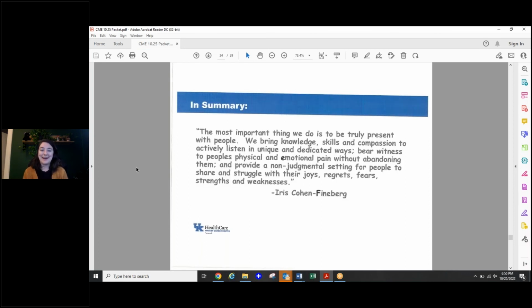And then I'm just ending with this quote from Iris Cohen Feinberg. The most important thing we do is to truly be present with people. We bring knowledge, skills, and compassion to actively listen in unique and dedicated ways, bear witness to people's physical and emotional pain without abandoning them, and provide a non-judgmental setting for people to share and struggle with their joys, regrets, fears, strengths, and weaknesses. And I really do feel like that encapsulates a lot of what we do as social workers, and particularly in the oncology role. So that is the end of my presentation.